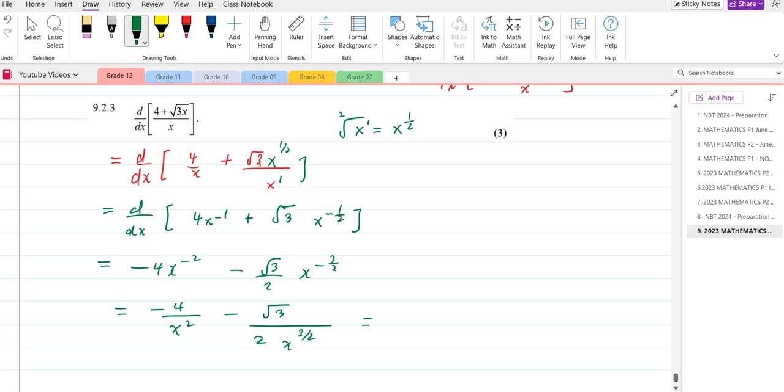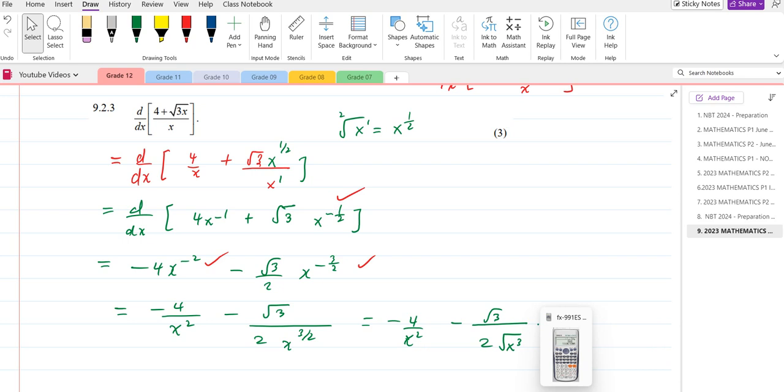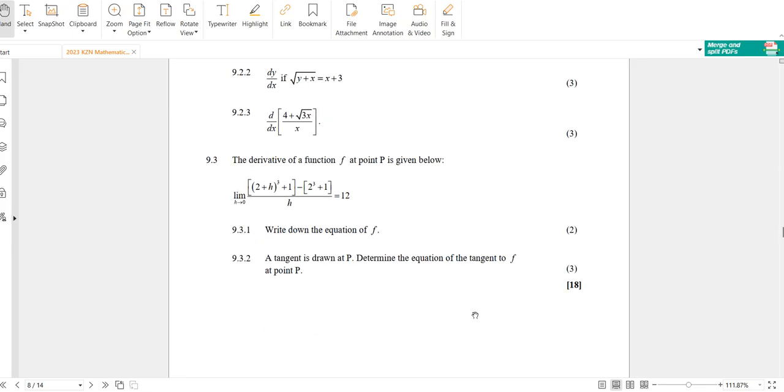If you want to be fancy, you can write it in the original form: minus 4 over x squared minus root 3 over 2 square root of x cubed. Remember, the 3 goes on the inside and the square root 2 on the outside. So that's my final answer. You can leave your answer in this form because they didn't say positive exponent form, so that should be fine. You should get a mark here. I hope you understood that. Let's move on. These are just extras, you don't have to do that. Moving on to the next question.